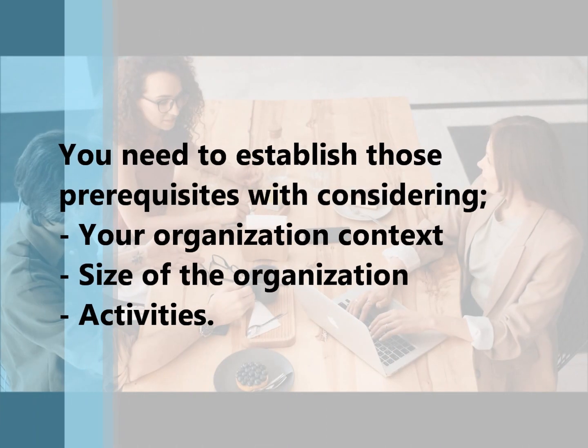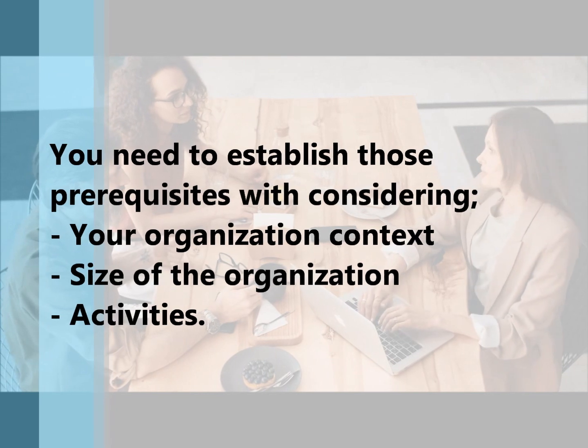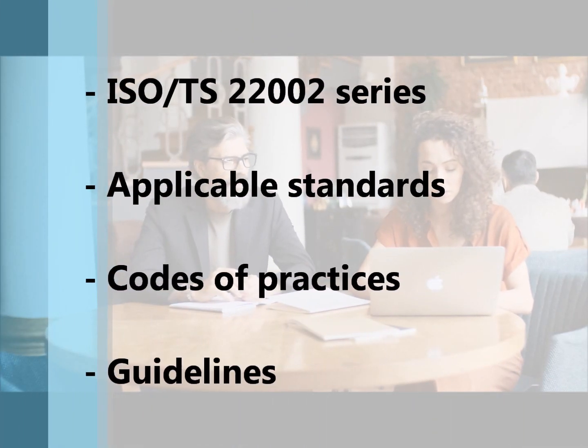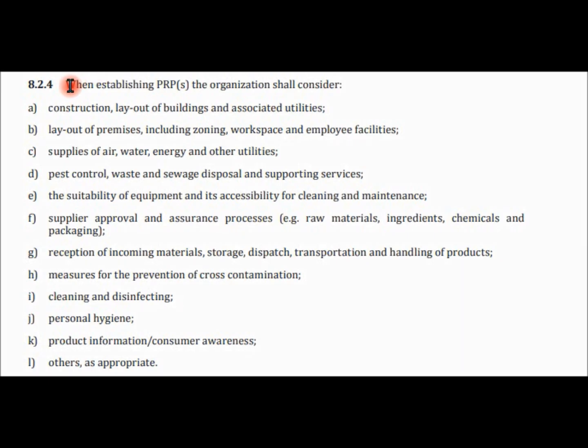Before conducting the hazard analysis, you need to establish those prerequisites, considering your organization's context, size and activities. Other than the above-mentioned points, the ISO TS 22002 series and applicable standards, codes of practice and guidelines must be considered. Those prerequisites must be approved by the food safety team. The standard clearly lists the PRPs that every organization should consider, so don't miss any of them.